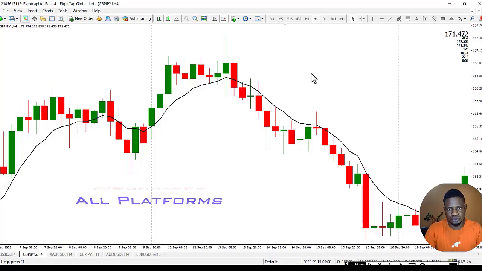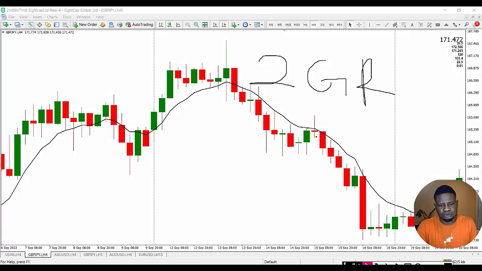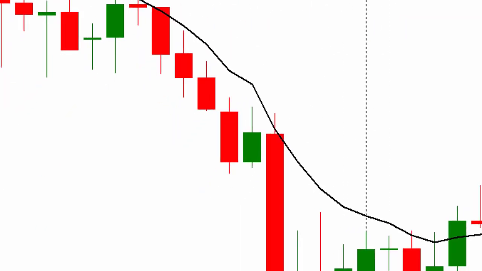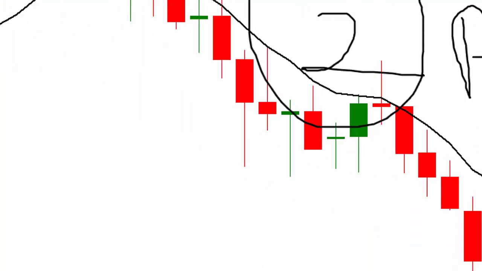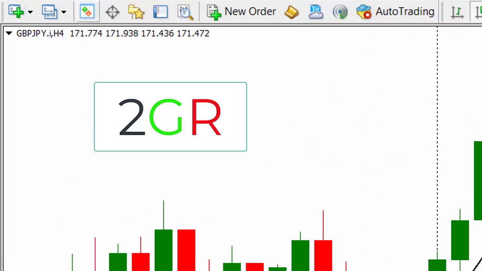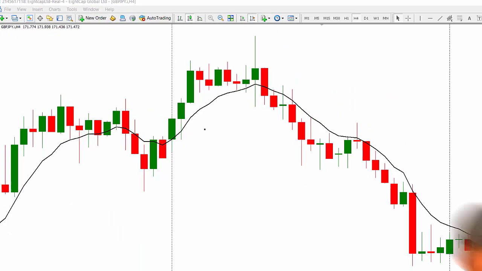So I want to show you the introduction to the 2GR strategy. How do I call it 2GR? It is a combination of two green candles and then two red candles. So I just combine the two together, then I put the GR. That's why I named it 2GR. Get it? Yes. So let's go to the strategy.